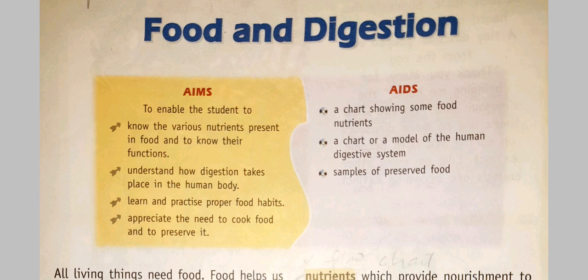Today we are revising chapter 1, food and digestion. In this chapter you will learn the various nutrients present in food and to know their functions, understand how digestion takes place in the human body, and how to preserve and cook food.